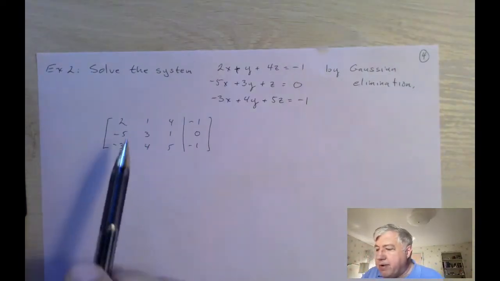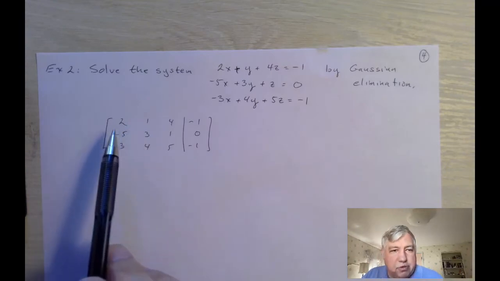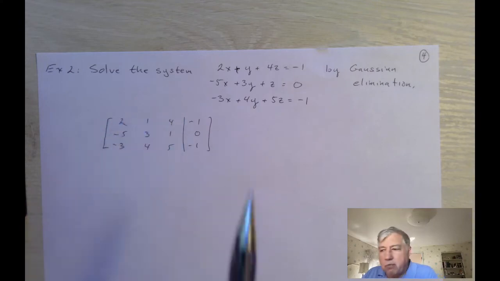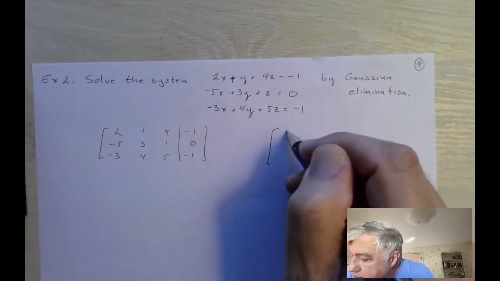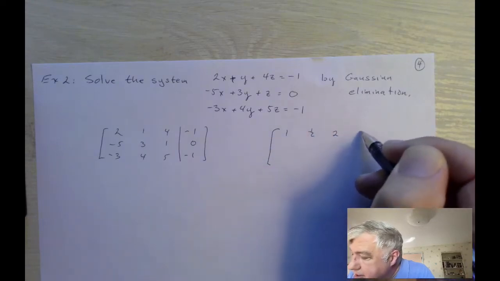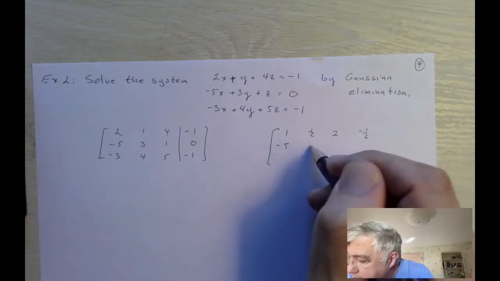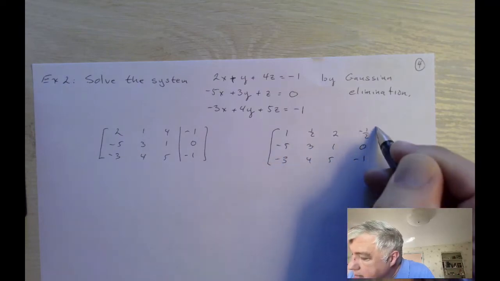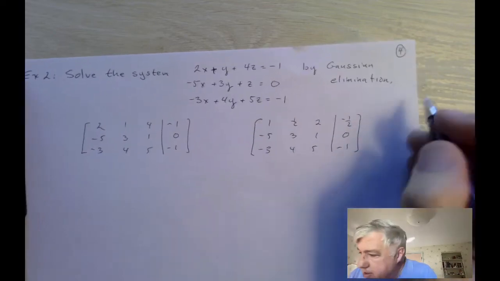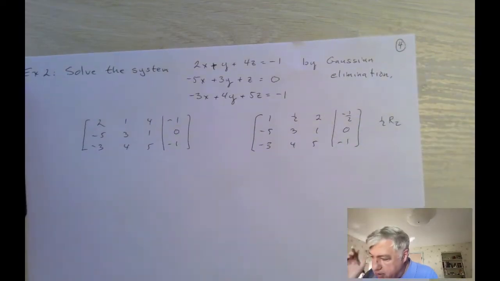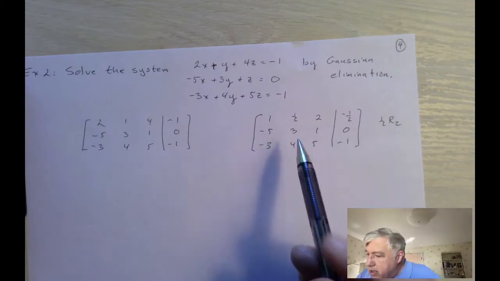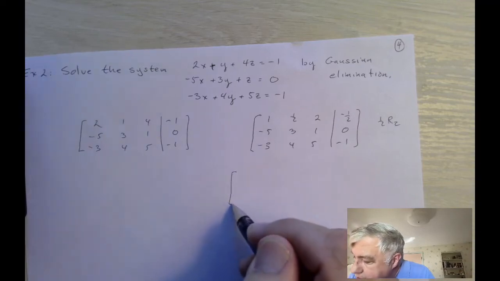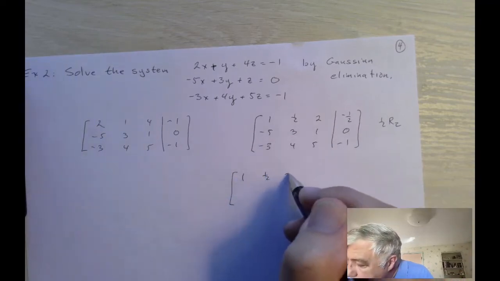All right, now there's really no avoiding fractions in this example, so I'm just going to take this top row and make this a 1, so I'm going to multiply the top row by 1/2. So this is 1, 1/2, 2, negative 1/2. So this was 1/2 R1. Okay. And once again, we can clear out these other two entries by elementary row operations.